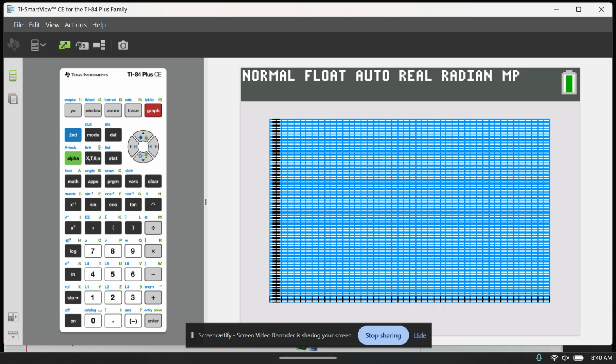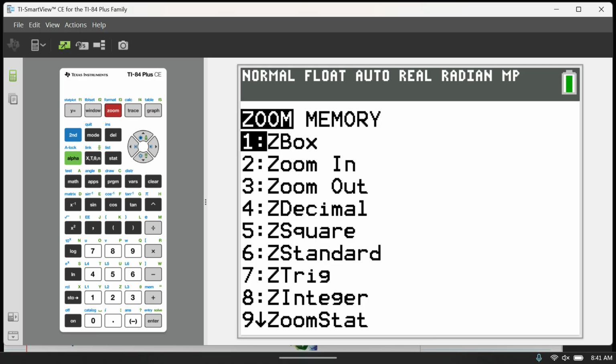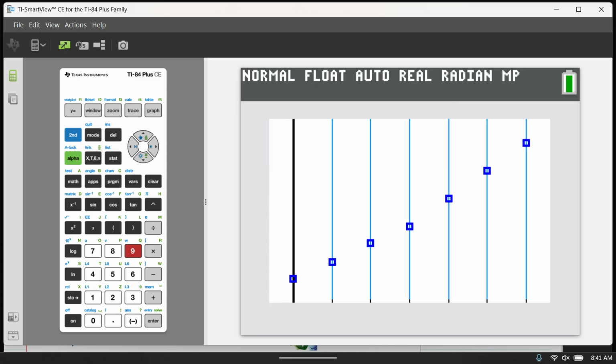Now here's how you reset your window to fit that data. Hit zoom. And then down there at the bottom, it says 9 is zoom stat. That will fit the window to the data that's in your calculator in list 1 and list 2. Zoom 9, or zoom stat. We see this. Not a lot of data here, so it's kind of tough to tell what kind it is.